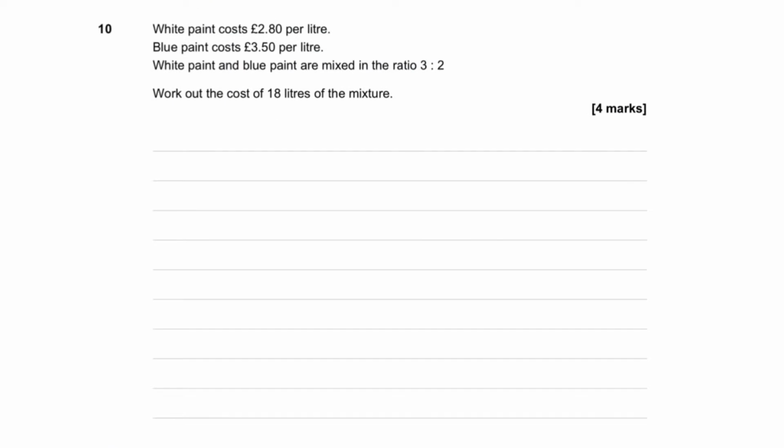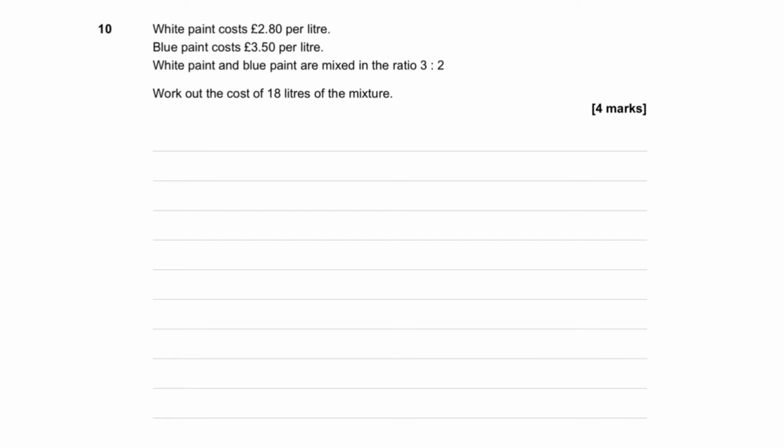So our first question says, white paint costs £2.80 per litre. Blue paint costs £3.50 per litre. White paint and blue paint are mixed at a ratio of 3:2. Work out the cost of 18 litres of this mixture.